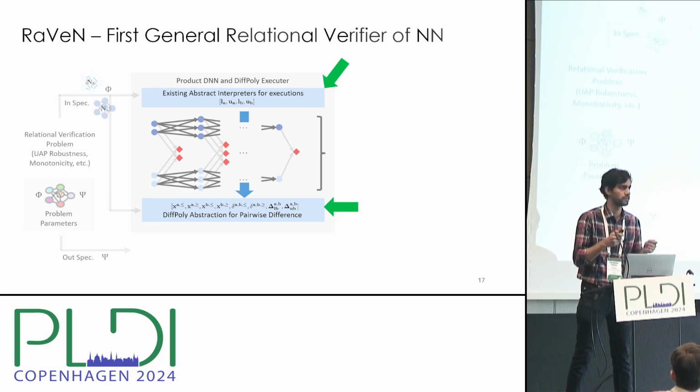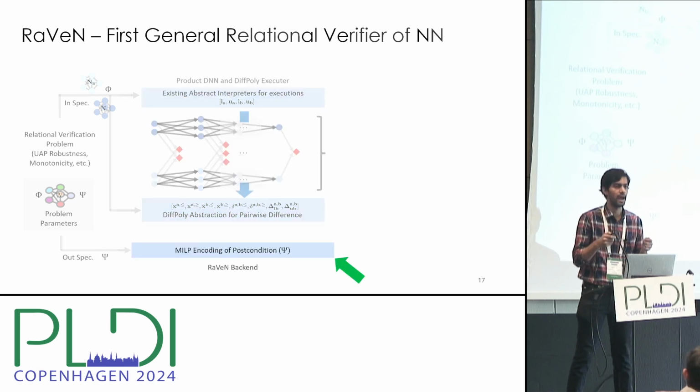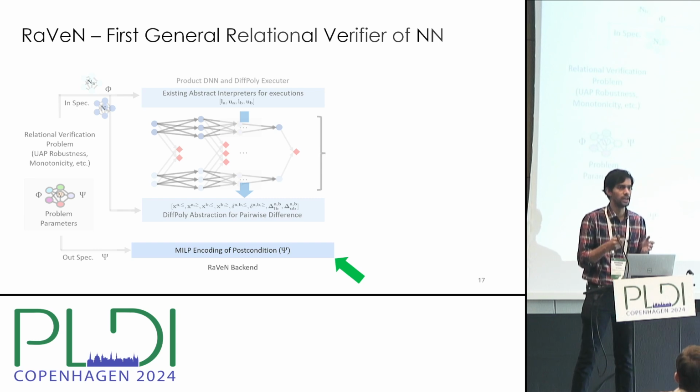Then for each pair of executions, we run the DiffPoly analysis to compute the bounds on their difference and infer the difference constraints. Then we collect the difference constraints for each of the k choose 2 pairs of executions, and finally we add a MILP encoding of the output specification psi to formulate a MILP problem. Note that this MILP formulation is more precise than that obtained by the baseline, because these difference constraints allow us to encode the cross-executional dependencies between each pair of executions.